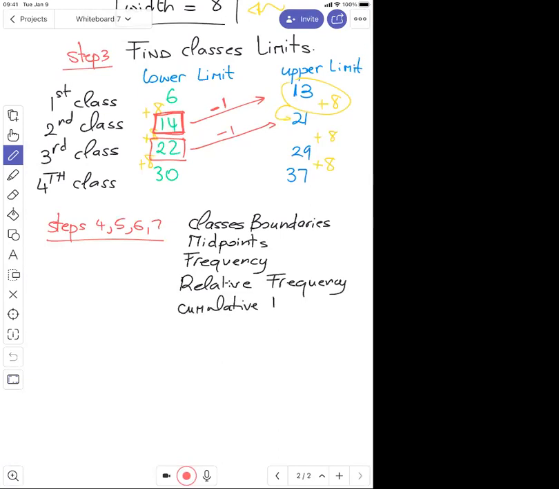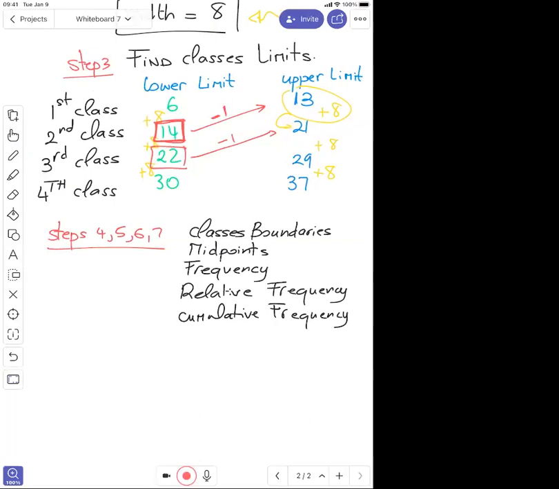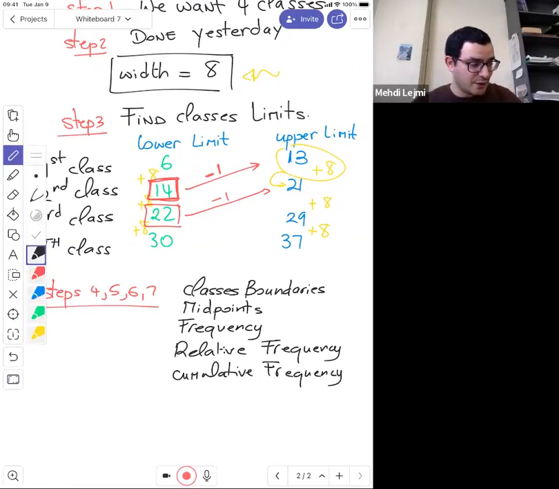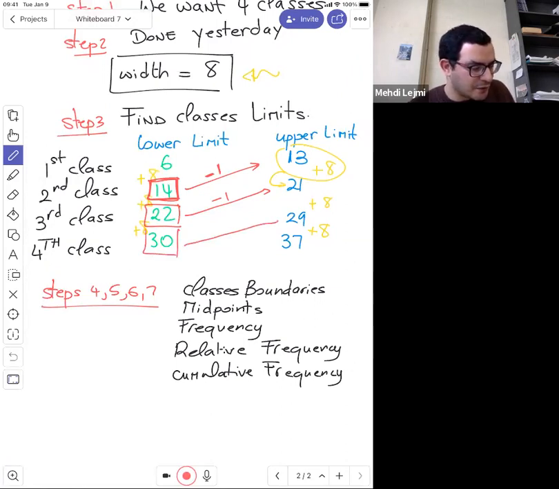Can I ask one more question? Yes, please. Is it always that for the second class and the third class, you're subtracting 1 from what you got? You can do that, yes. Like here, you see this 30. If you subtract 1, you get the upper limit of the previous class. But personally, I prefer to add 8 each time, because this minus 1 is kind of confusing.